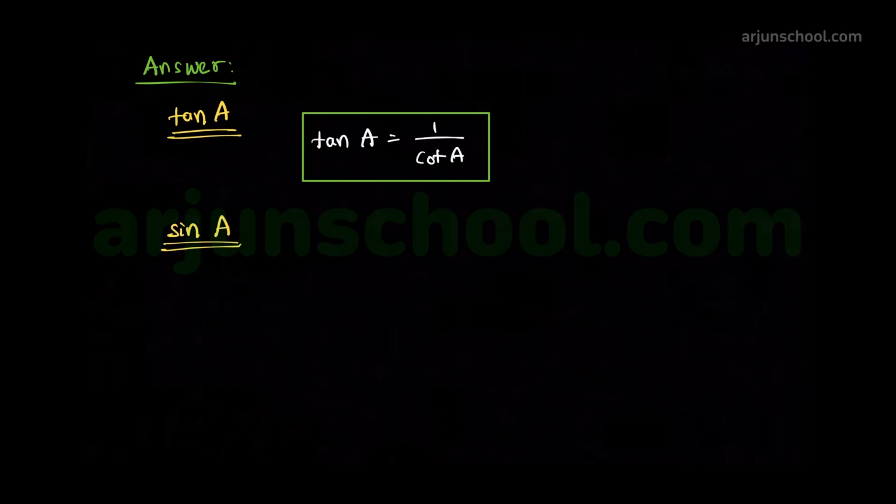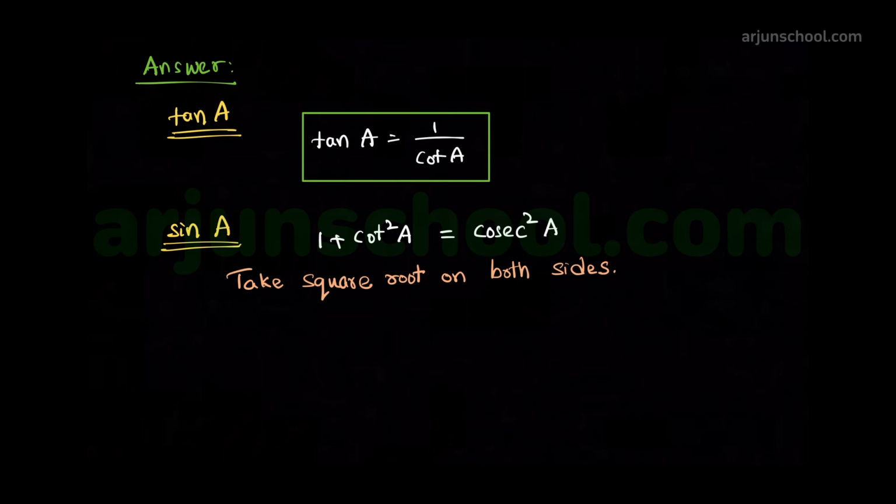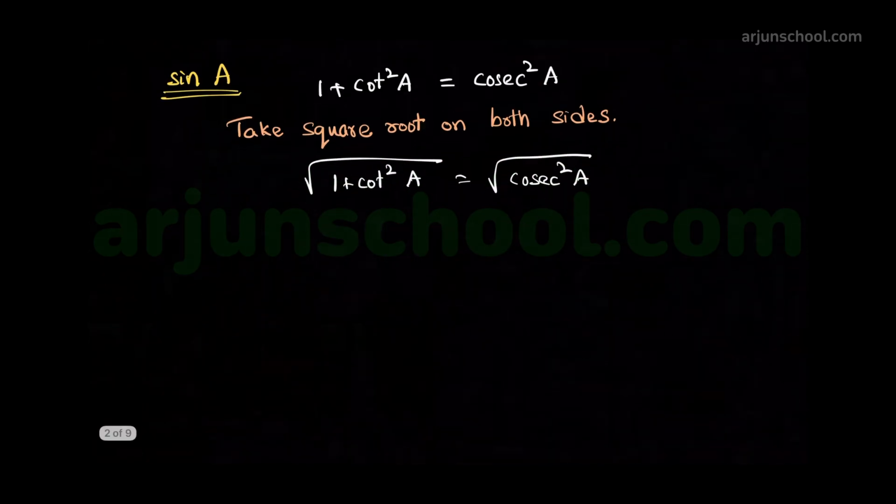Next, let us write sin A in terms of cot A. For this, we will use the identity 1 plus cot square A is equal to cosecant square A. Take square root on both sides. Then cosecant A is equal to root over 1 plus cot square A.